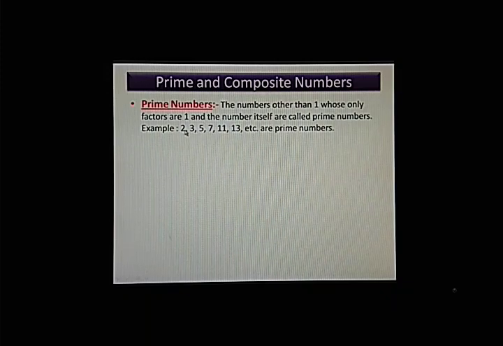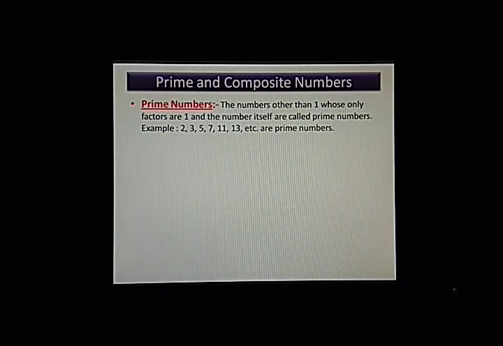If you see carefully, 2 has only two factors, 1 and 2. 3 is the same, 1 and 3. 5, 1 and 5. 7, 1 and 7. 11, 1 and 11. 13, 1 and 13. So it has only two factors, 1 and itself, and no other factors. Then only can we say those are prime numbers.